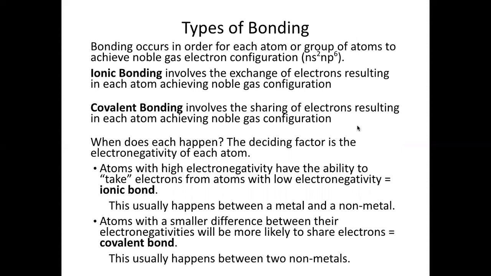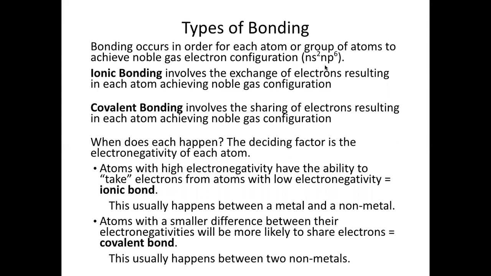So, as we stated, bonding occurs in order for each atom or group of atoms to achieve noble gas configuration. A shorthand of this is ns2, where n equals the energy shell, s is the s orbital, and 2 is the amount of electrons in that orbital. n, again, is this energy shell, p is the orbital, and it will be full with 6. All atoms in the periodic table that aren't noble gases would like to achieve this configuration.